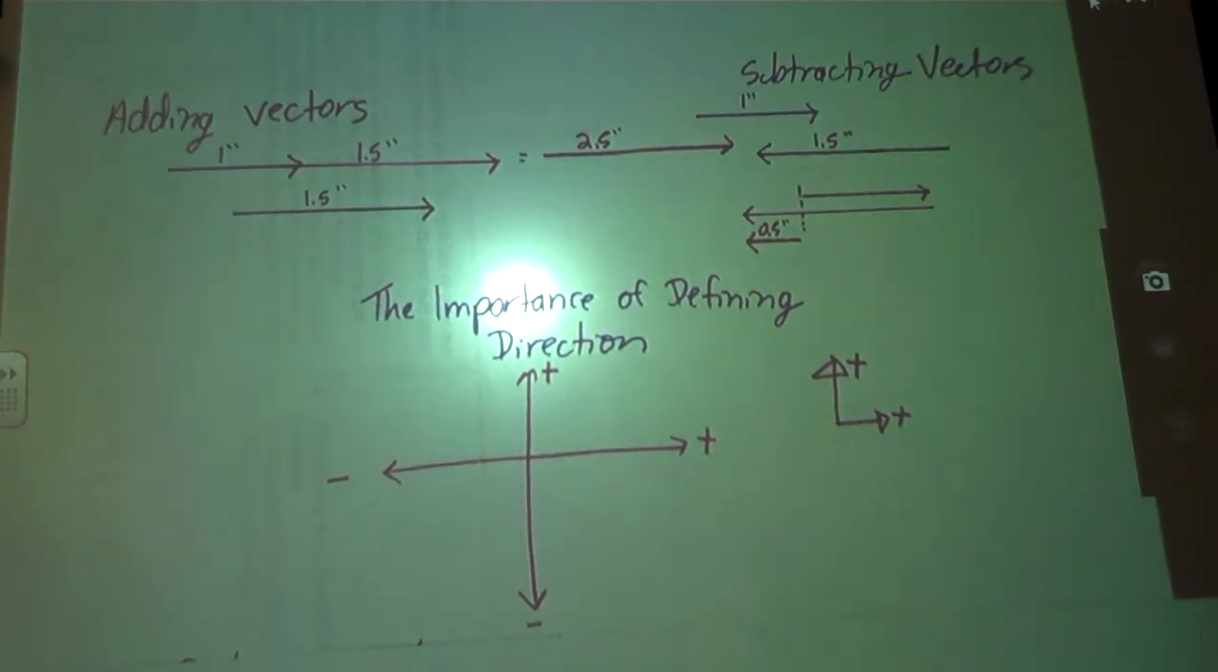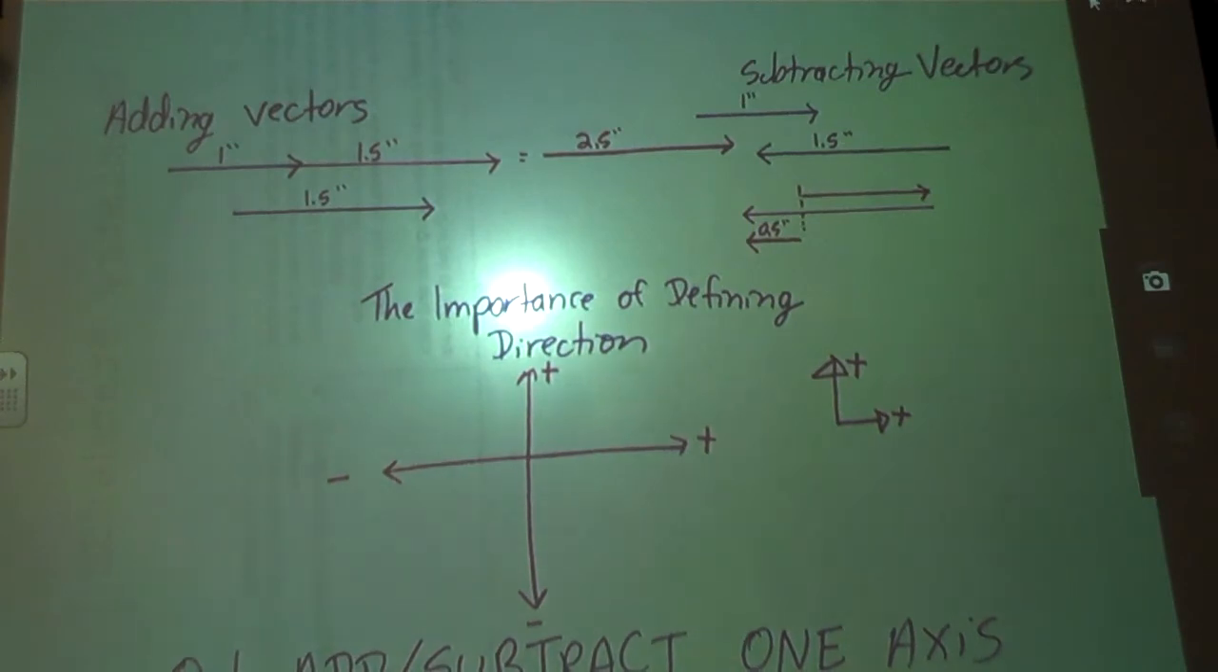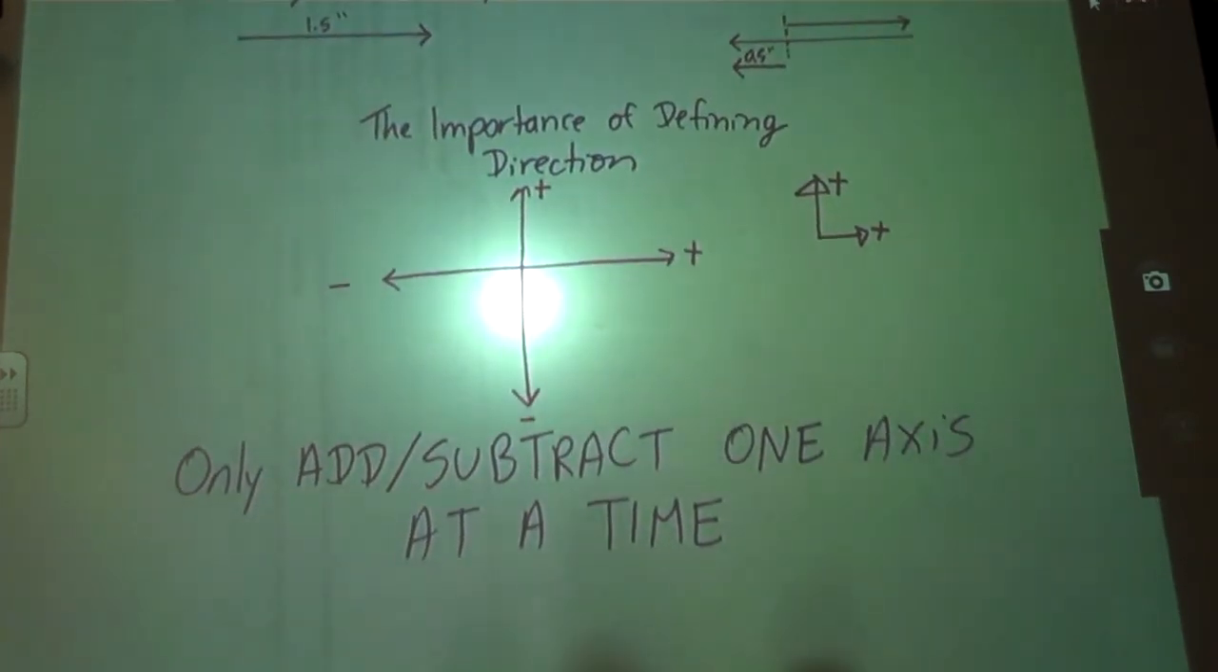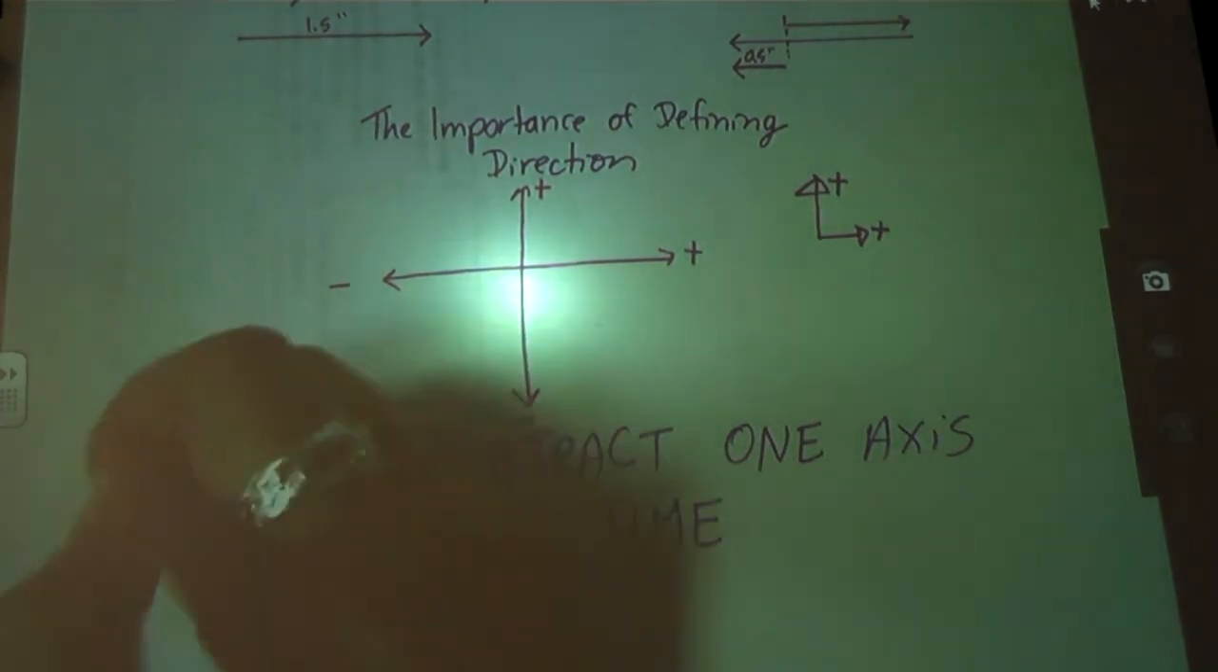You'll notice I include up, down, and left, right. And the reason for that is you need to be very, very careful to only add or subtract one axis at a time. So that means that you take care of everything along the x-axis, then completely separate in a totally new setup, take care of everything in the vertical axis. Do not combine them until the very, very end. This is huge. You will save yourself much time and frustration and general angst if you remember this little tidbit.